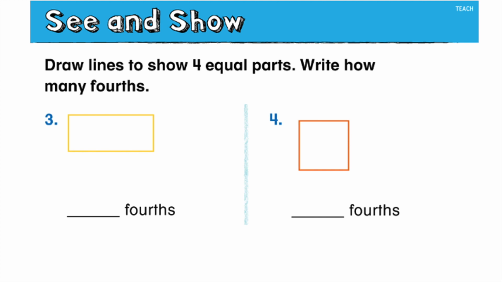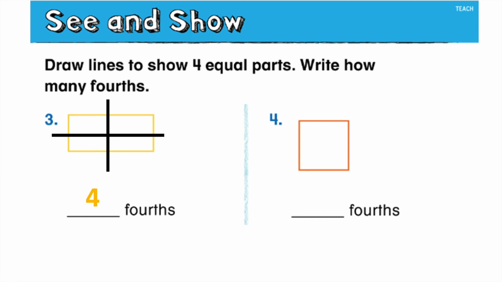Now we're going to draw lines to show 4 equal parts. Then we're going to write how many fourths we made. Remember, there is more than one way to make the equal parts. For number 3, I'm going to use 2 lines, one going top to bottom, one going left to right, and we made 4 fourths. See? 1/4, 2/4, 3/4, 4/4. We have 4 fourths.